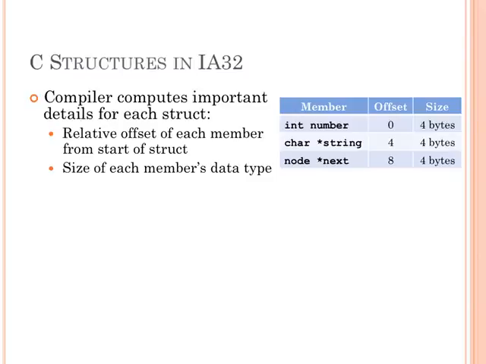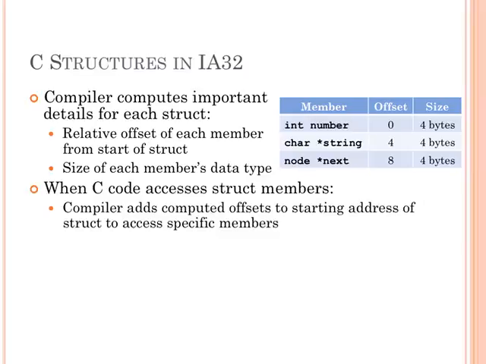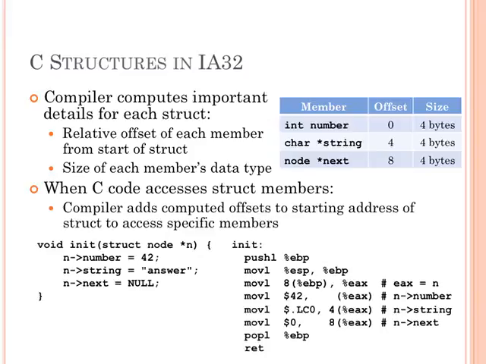What the compiler does when it sees your struct declaration is it runs through and figures out the size of each one of these elements, and from that, it infers what offset from the start of the struct each member should reside at. So number, obviously being the first thing, will be at offset 0. Its size is 4 bytes. The string is at offset 4 and is 4 bytes. And the next pointer is at offset 8 and is 4 bytes. The compiler keeps track of this stuff, and when it generates code to access these members, it inserts the appropriate offsets using our indirect access mechanism, which is why this stuff is so cool.